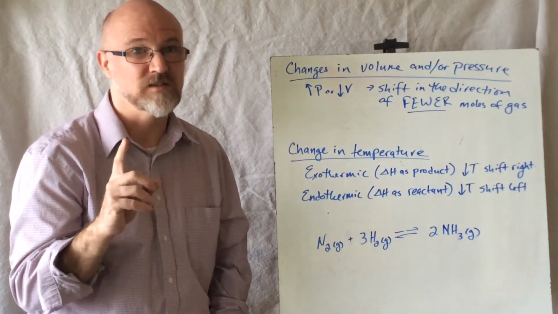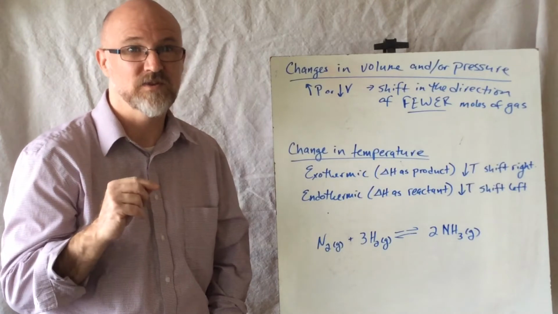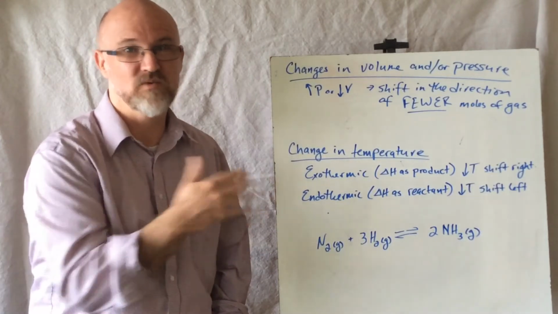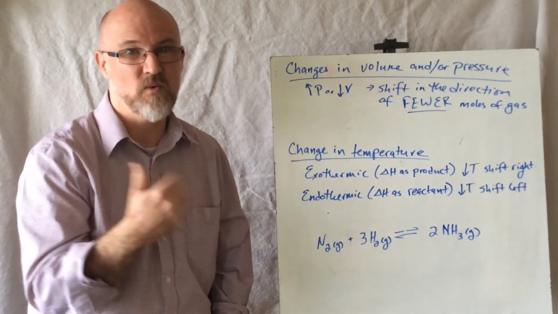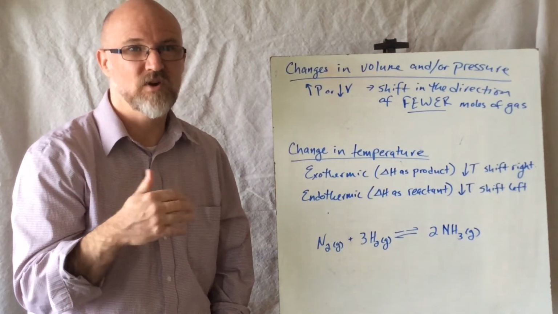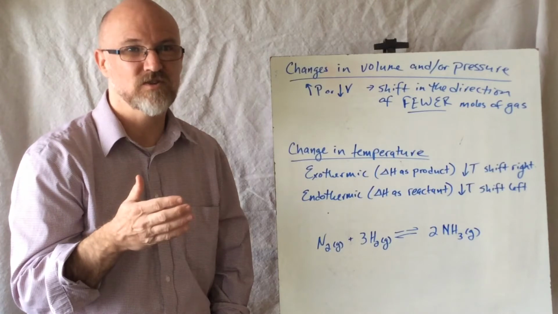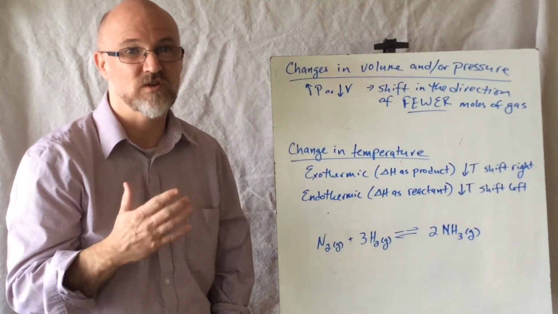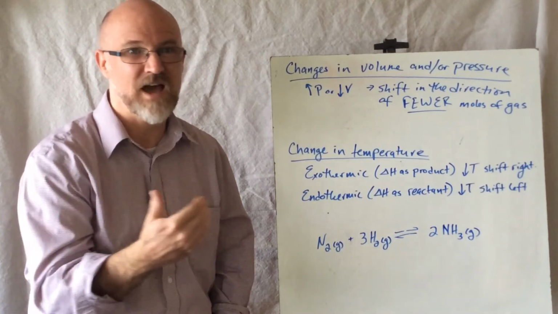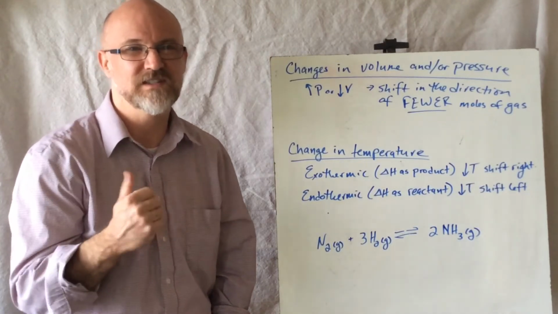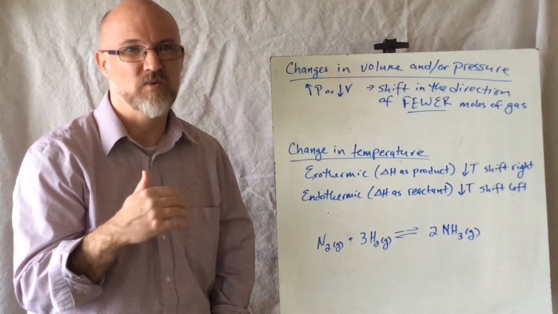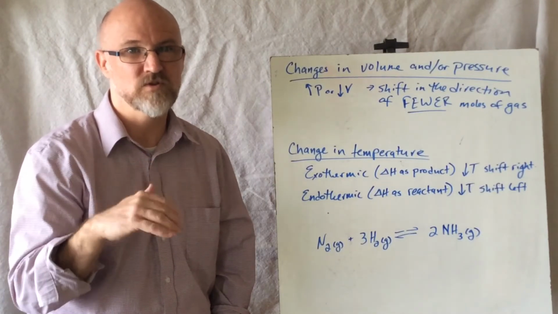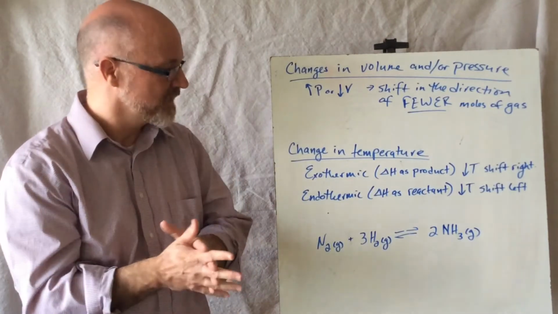Also, and sometimes in AP land they like to throw this in here, if I introduce an inert gas, something that's not going to react with the reactants or the products, even though in effect the overall pressure has changed, since it's not involved in the reaction, it doesn't change the direction or the balance point. The system does not have to shift to fix the equilibrium because the pressure impact is equal on both sides. And what you introduce is not a player in the reaction.